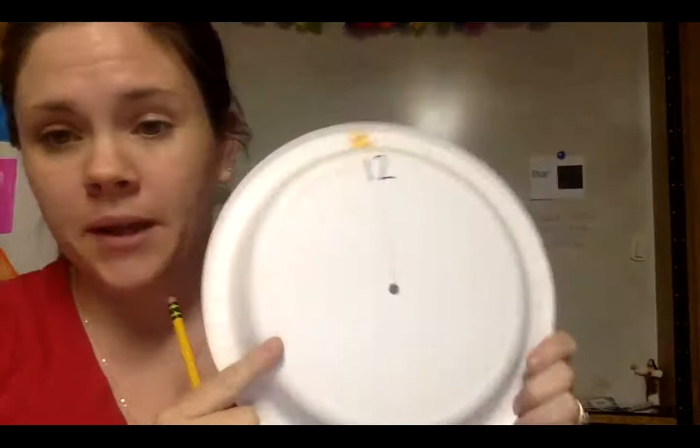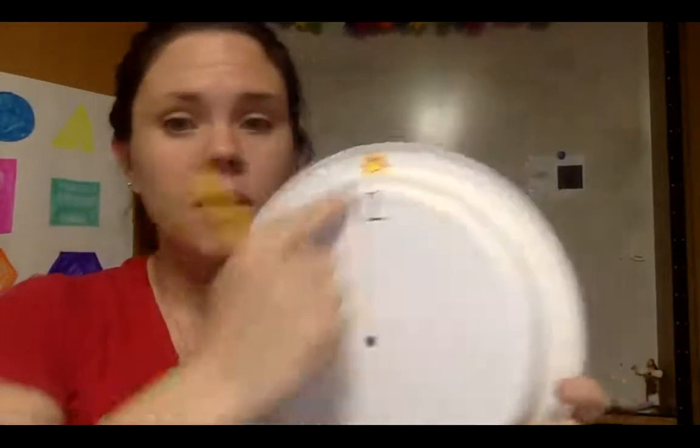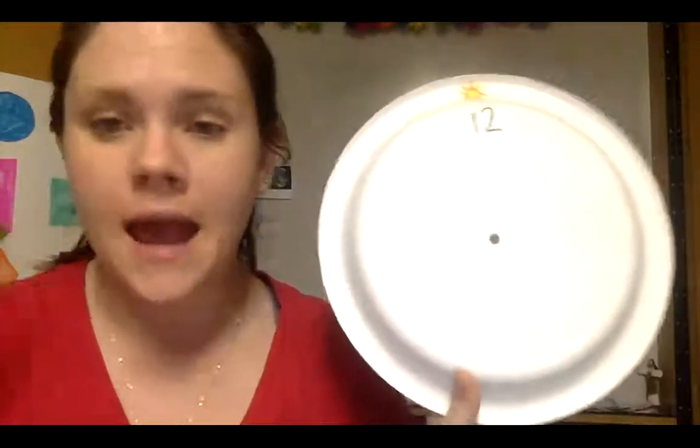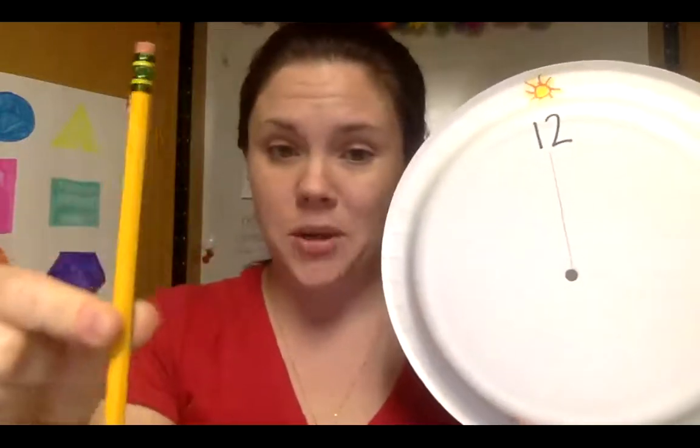So here's what you're going to do. You're going to need a paper plate, or you can get a piece of paper. It doesn't have to be circular, right? I had paper plates around, so this is what I did. I'm gonna send Mom and Dad all the directions too. Now, I used a pencil. You could also use a straw or a stick or anything that's a similar shape, right?